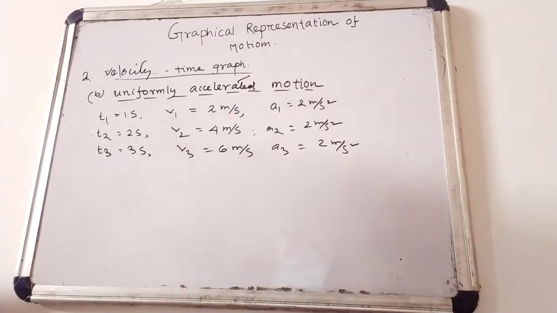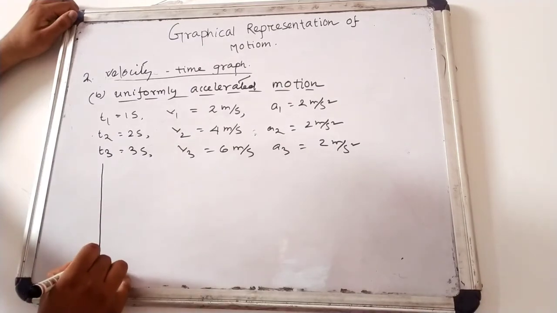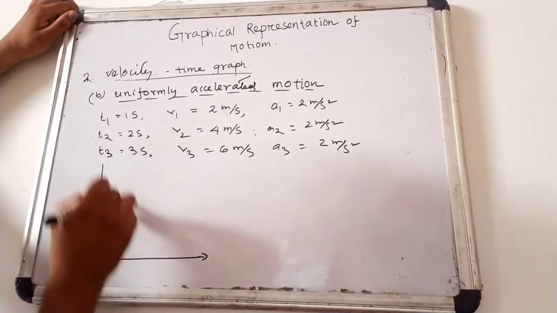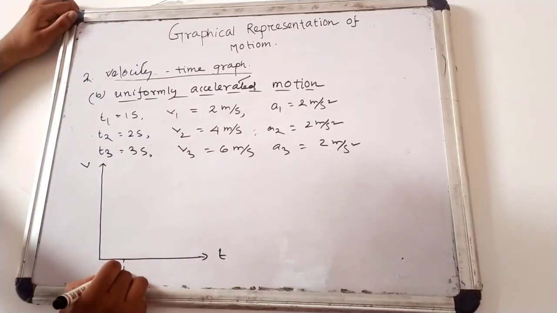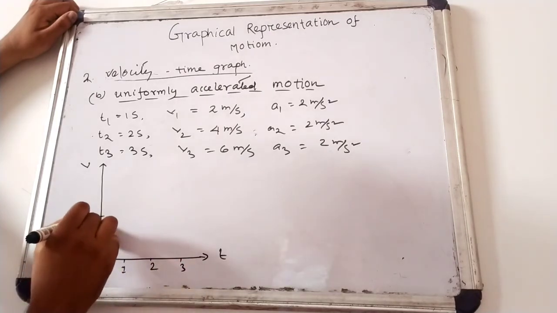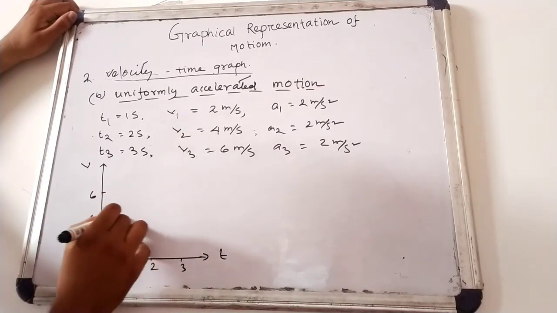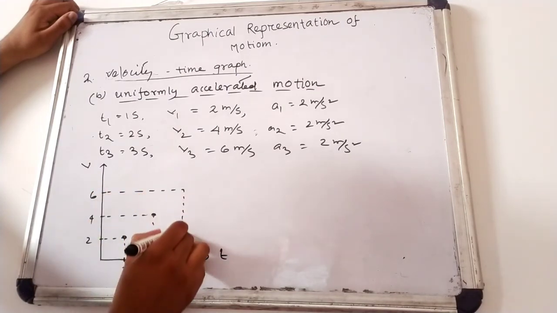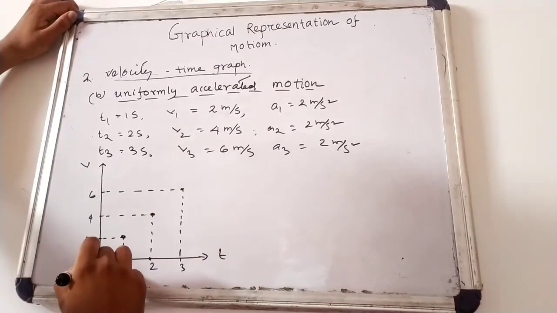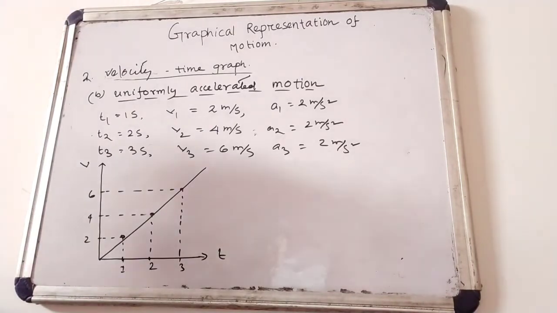Now from here, if we draw the graph, this is velocity, time 1, 2, 3, velocity 2, 4, 6. So here also the graph will be a straight line.